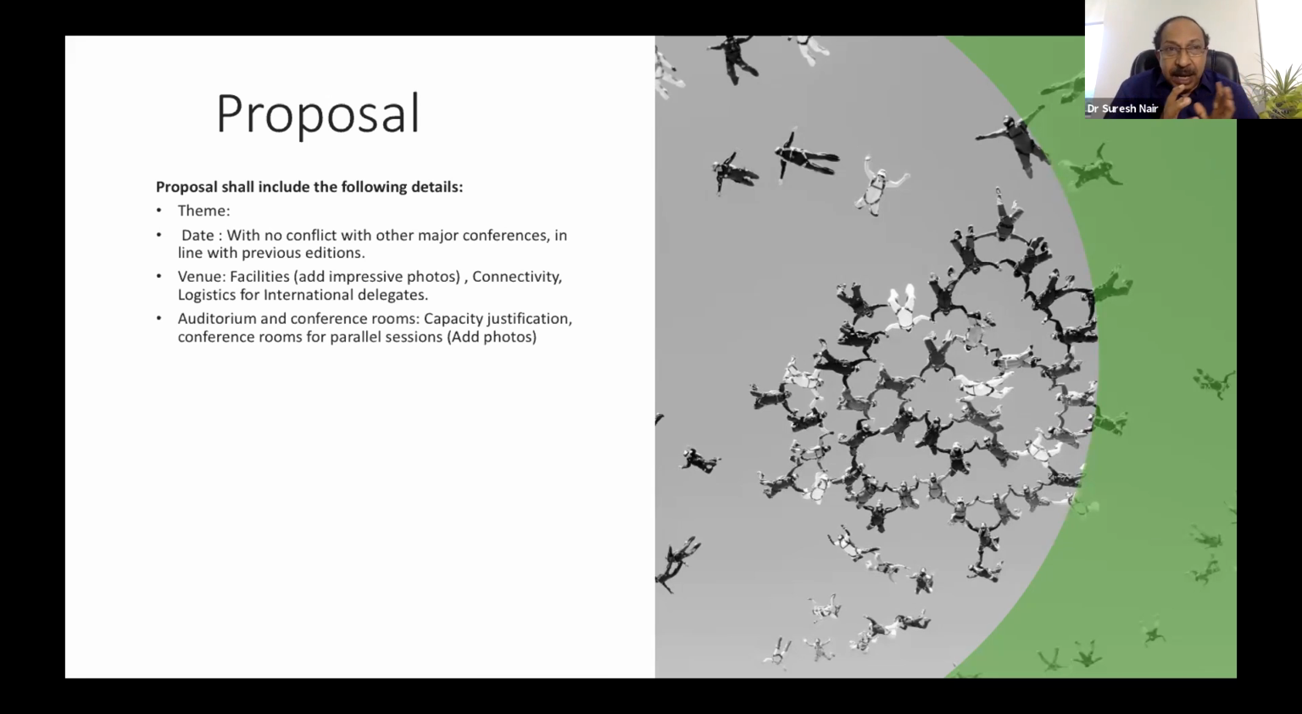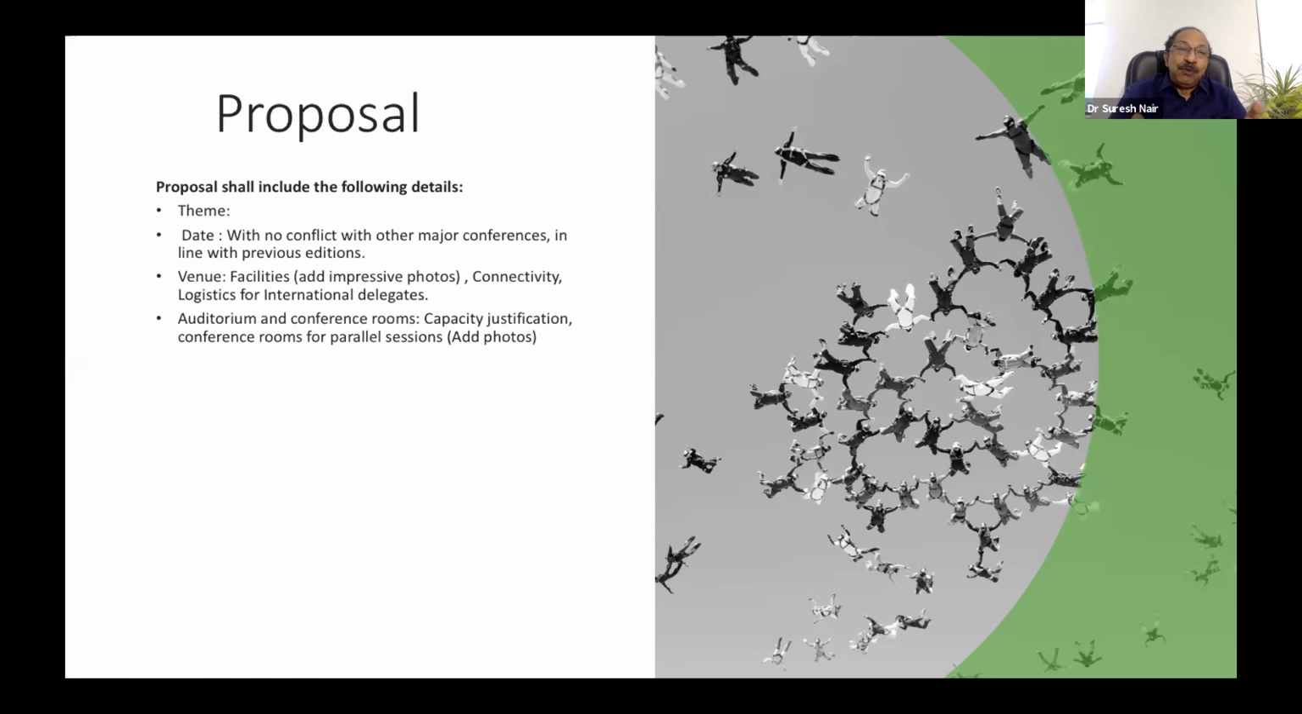So you have an idea about how many people are going to come. So you need to identify, are there enough auditoriums for plenary talks, for various sessions? Because you are going to identify some tracks, you need to identify all those things. You have to justify the capacity. For example, if 2,000 people are going to come, you have to show an auditorium. You have to select a venue where 2,000 people plus some more guests can be accommodated.